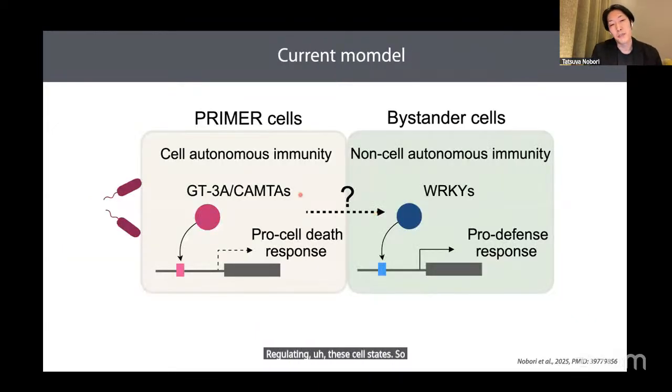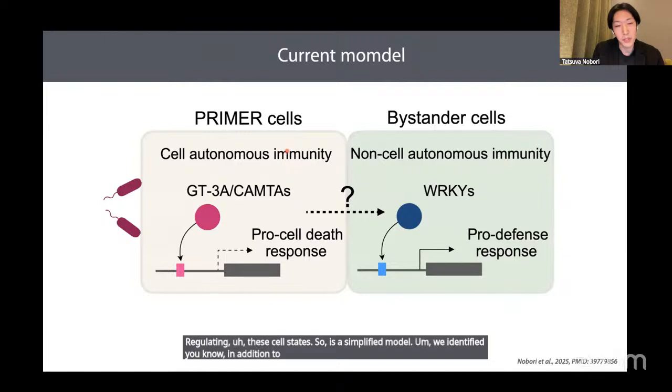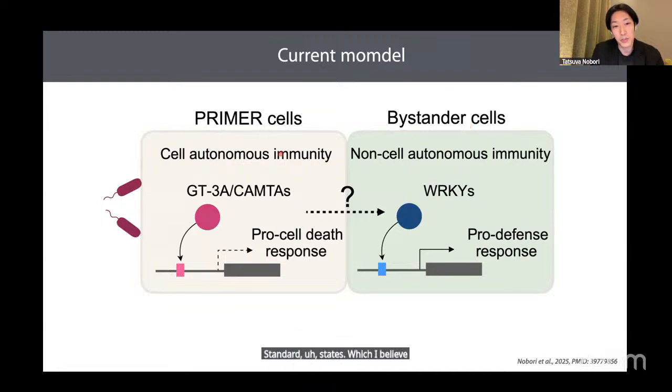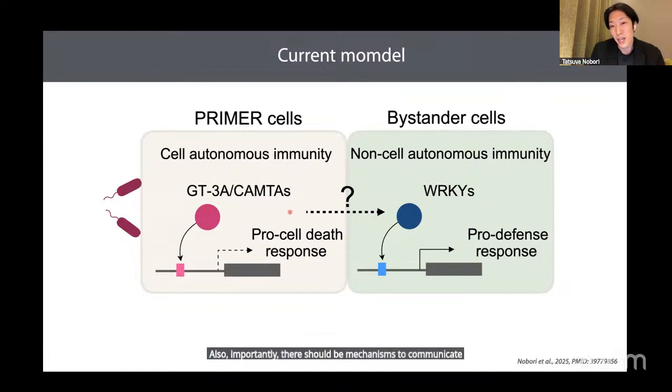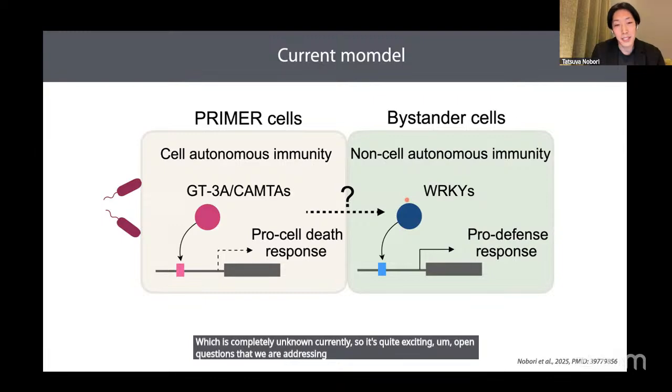So here's a simplified model. We identified, in addition to dozens of cell populations, we are excited by those two populations, primer and bystander states, which I believe represent cell autonomous and non-cell autonomous immune responses. They seem to be regulated by distinct transcription factors and also regulatory elements controlling different genes, likely having different functions. Also importantly, there should be mechanisms to communicate between primer and bystander cells, which is completely unknown currently. So it's quite exciting open questions that we are addressing currently.